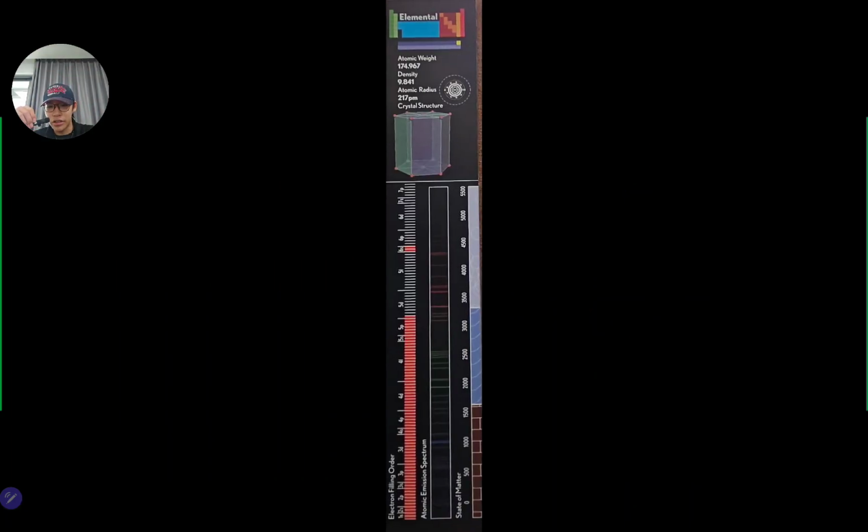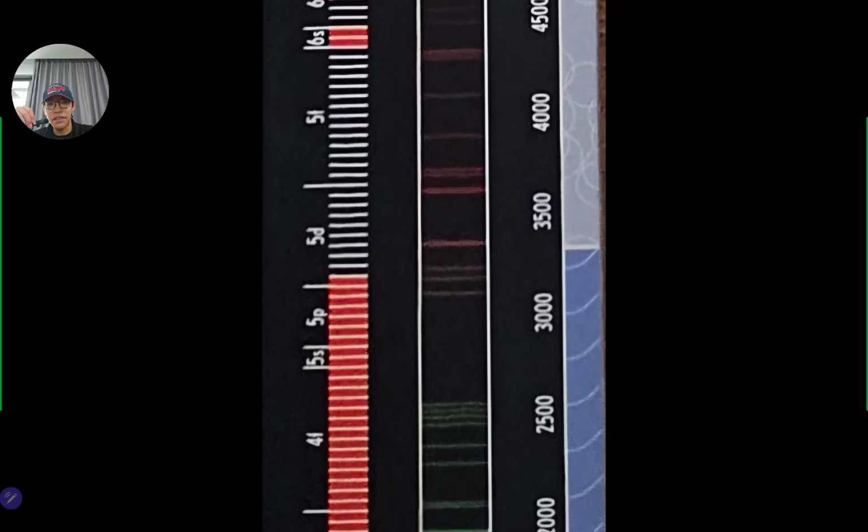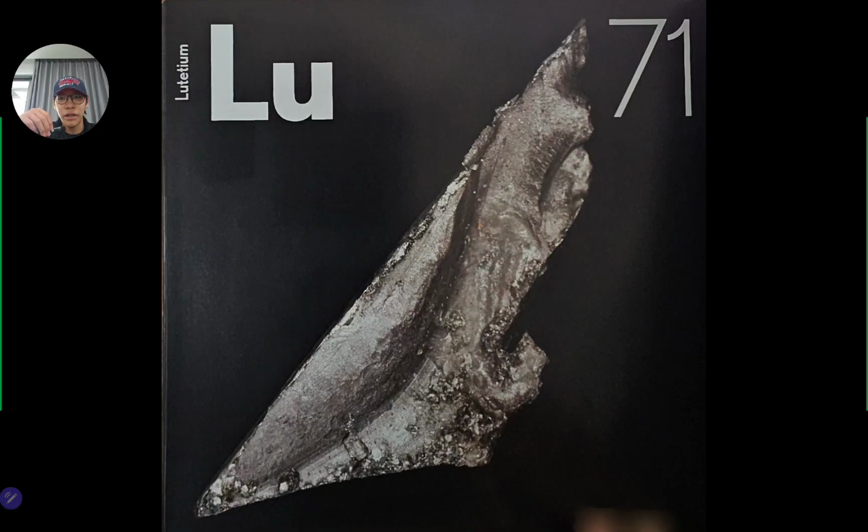Take a look at this. They always have the 6s full. That's their outermost shell, but their 4f was increasing this entire time. That's kind of why they're all so similar too.